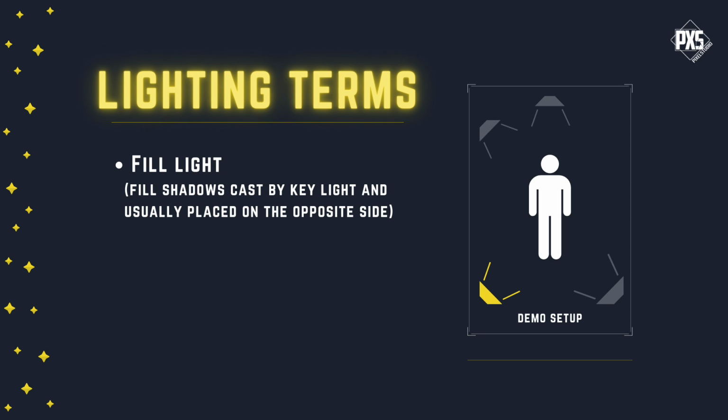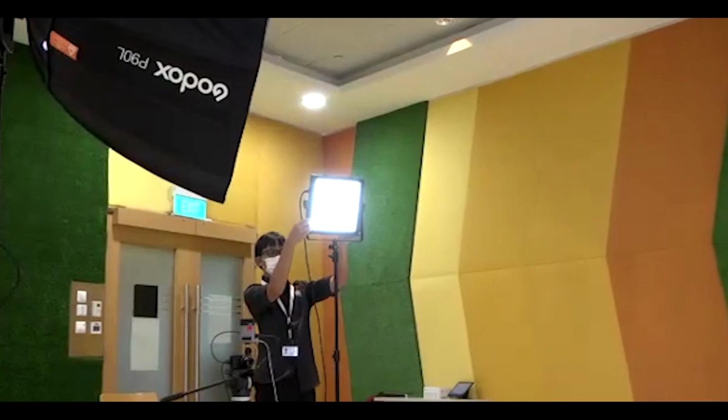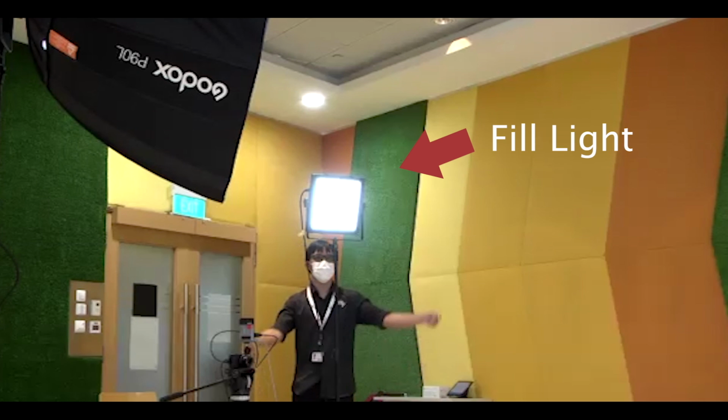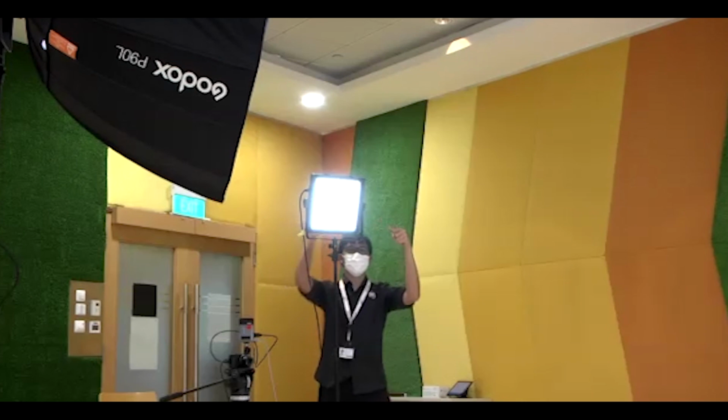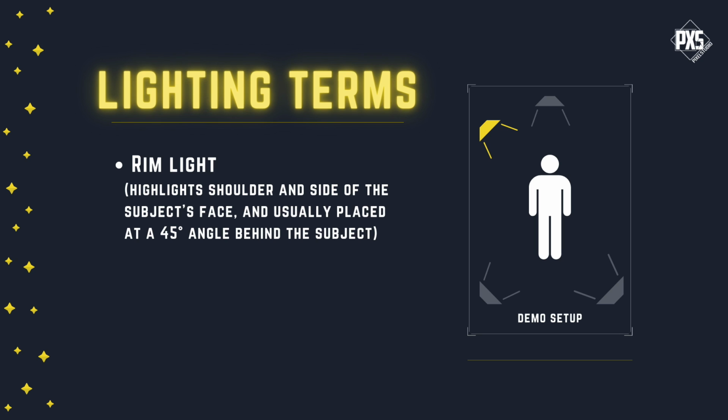Okay, so the next part is fill light. Fill light is a light source to fill the shadows that are being cast by the key light, and it's usually placed on the opposite side of the key light. This light is often a secondary light that can be beamed, or a reflector that reflects light coming from the key light. So if you see our setup, where Hafiz is at, this is our fill light, because it's less bright than the key light and fills the shadows. So the third light that we have is called the rim light.